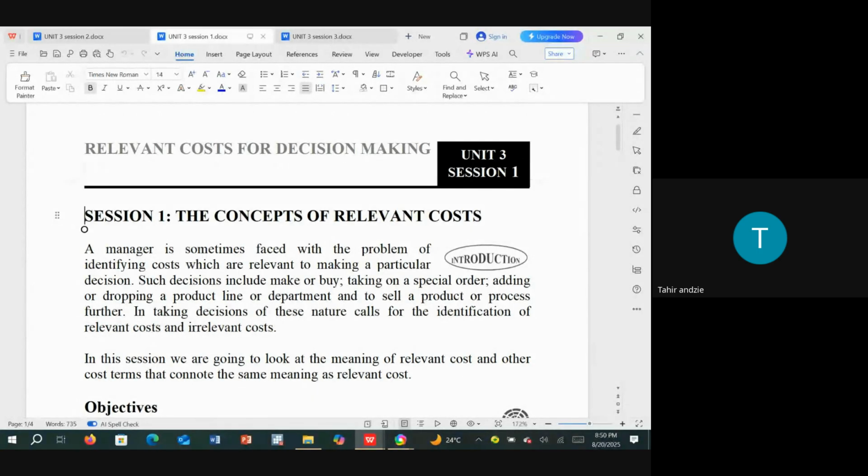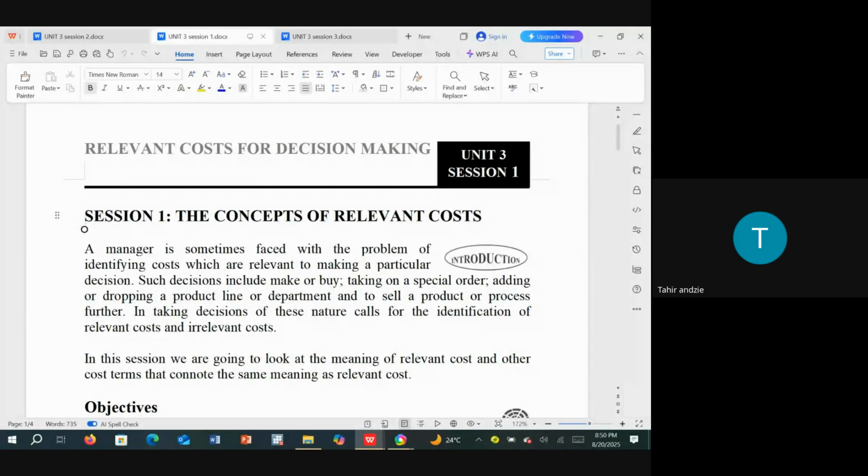It could also be that the company will want to drop a particular department in the organization that is constantly making losses. But whether to close down that department or still keep it running depends on the cost information as to which costs are relevant and which costs are irrelevant. Processing further products. So there are so many decisions in which management will use relevant costs. So open your mind and clearly understand what we mean by relevant costs and irrelevant costs.